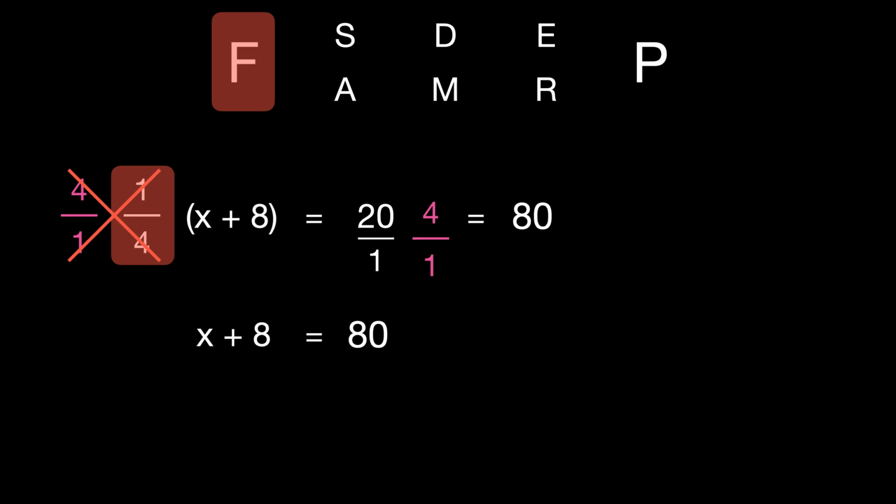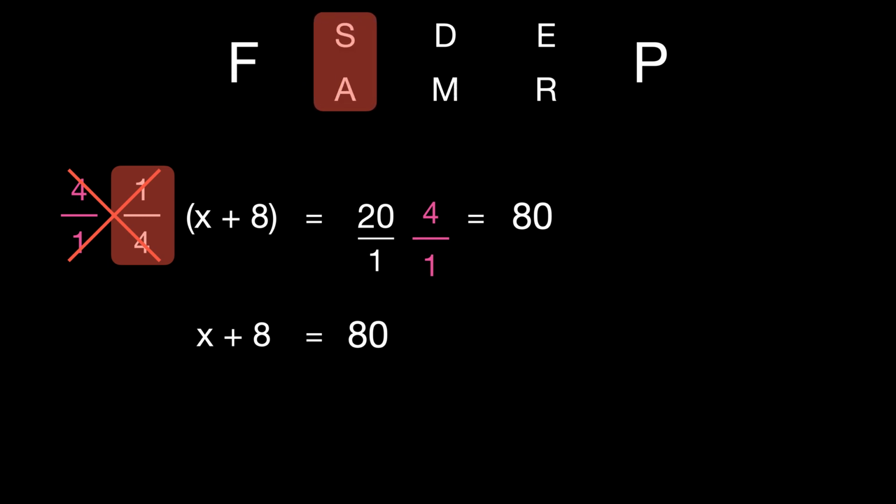Now let's move on to the next step, which is canceling out subtraction or addition. We see we have some addition right here, so let's cancel that out. Subtracting by 8 cancels out the 8s, and then we have to do that to the other side as well. 80 minus 8 is 72, so we have x equals 72 as our answer.